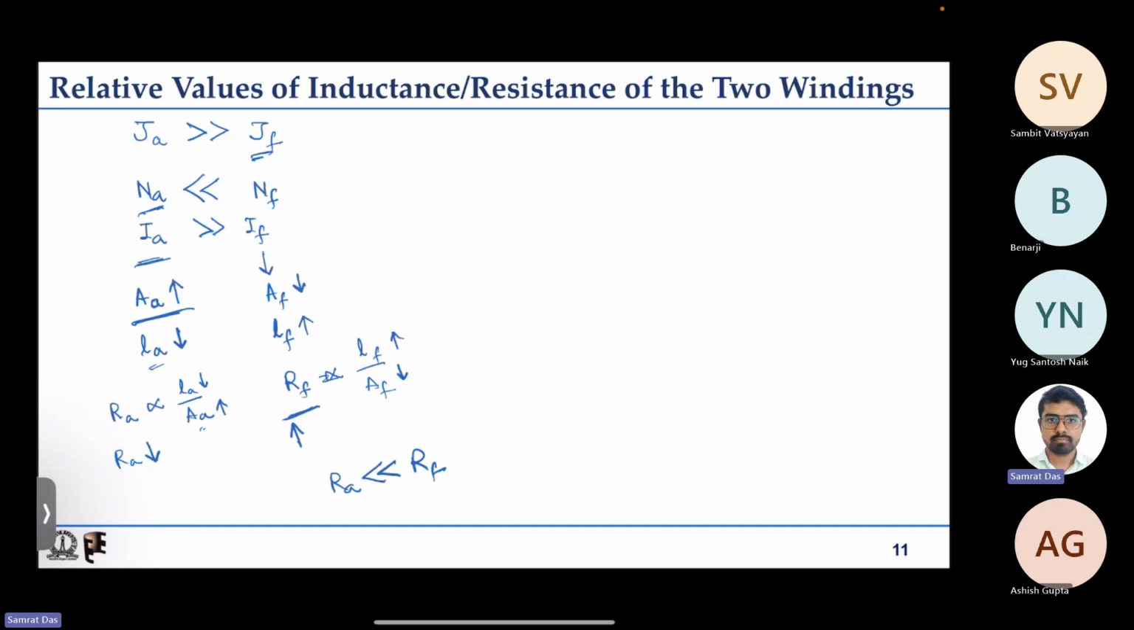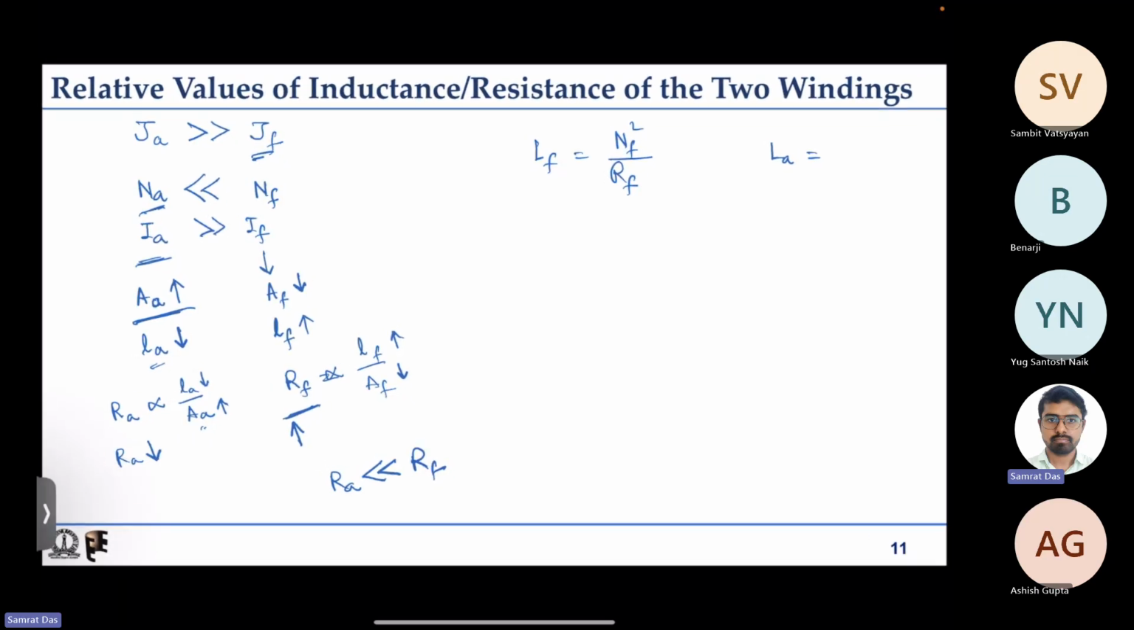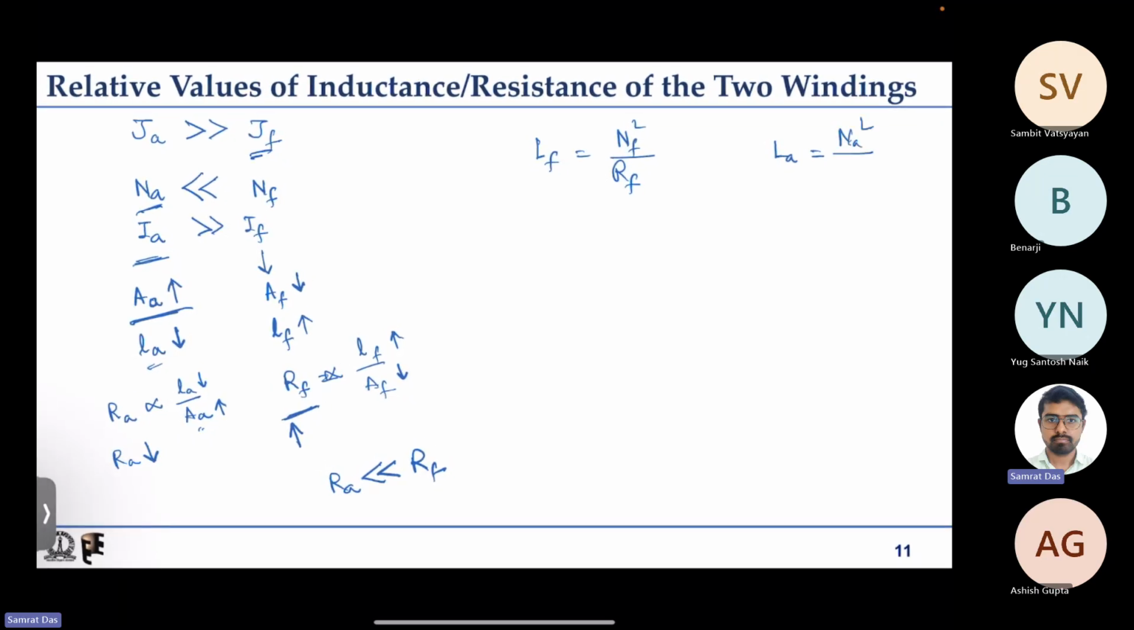On the other hand, let us now go back to the self inductance of the field winding and armature winding. What is the self inductance of the field winding? That is the number of turns of the field winding squared, divided by the field winding reluctance. And what is the armature winding self inductance? That is the number of turns of the armature winding squared, divided by the reluctance of the armature winding.